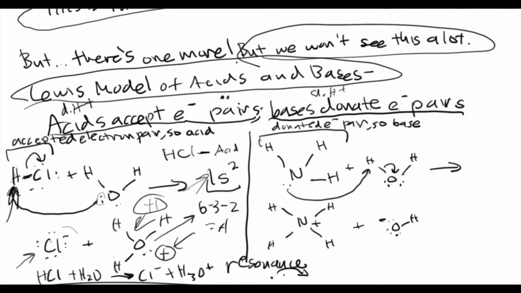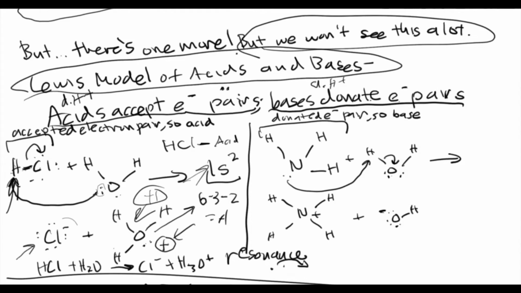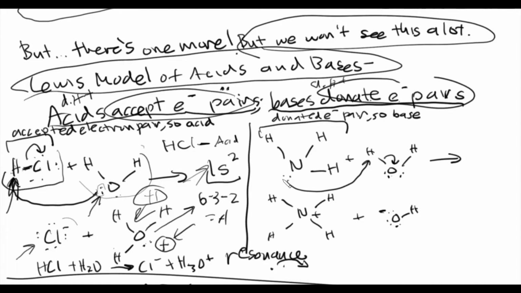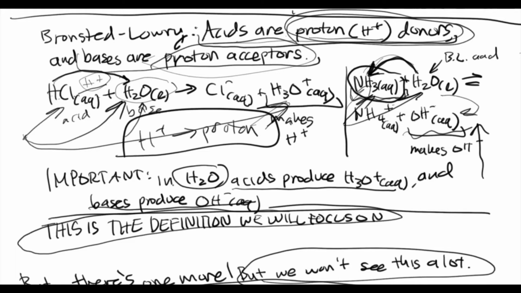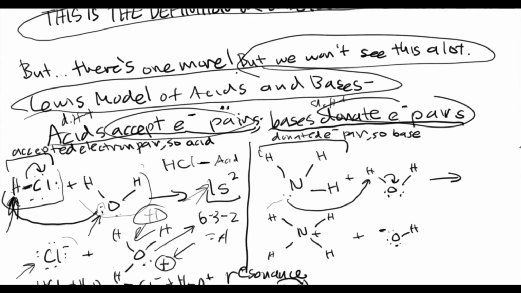Now, let's take a look at how bases work. Remember, bases will donate electron pairs. So in this case, the acid accepted the electron pair, as you can see. The acid, or HCl, accepted that electron pair from that H2O. Now in this case, the base will donate the electron pair. So this is the electron pair, and it's going to donate it to none other than water. Now this reaction is the same as this reaction over here, just all drawn out with the Lewis structures.